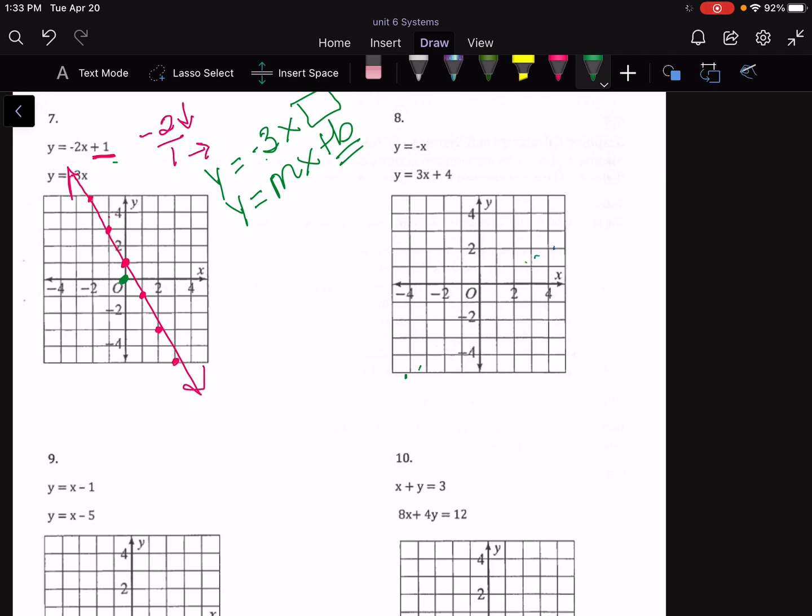But my slope is a -3. So that tells me I'm going down 3 to the right 1. If I keep going down, I'm going to go off the graph. So I want, again, some points up here in the second quadrant. So I'm going to do the opposite. I'm going to go up 3 and to the left 1. And now I'm going to graph this.